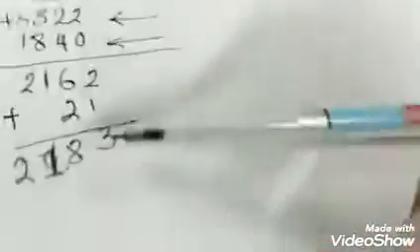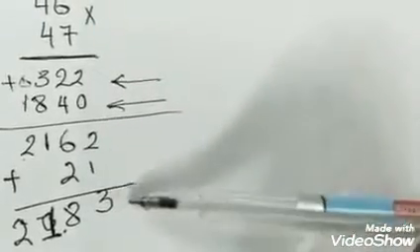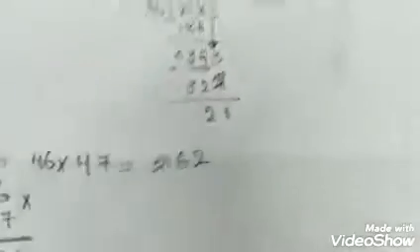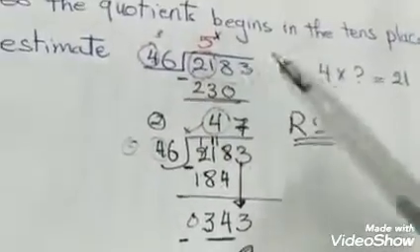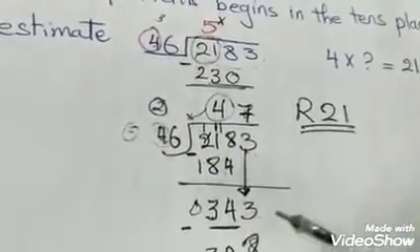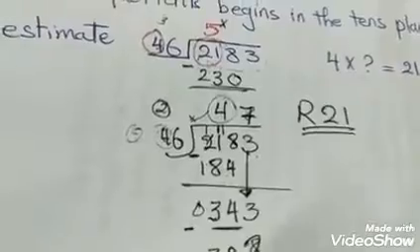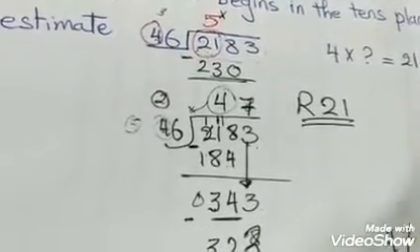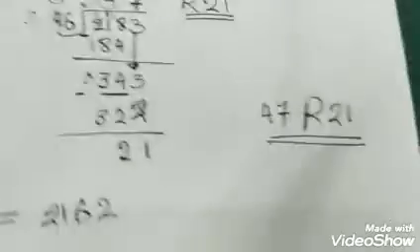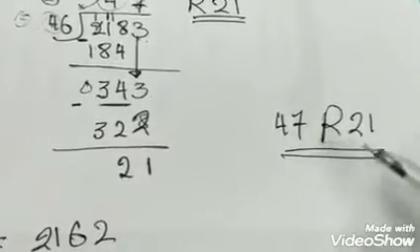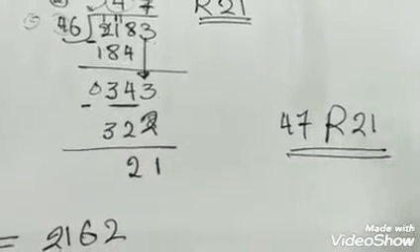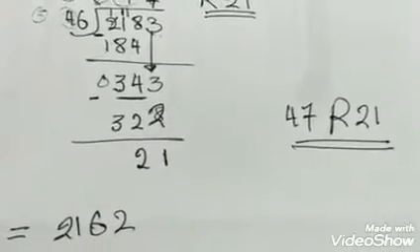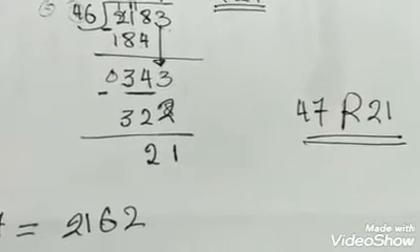So the checking of the operation shows that my quotient is correct. The quotient is 47 and the remainder is 21. This is how we divide by trial.